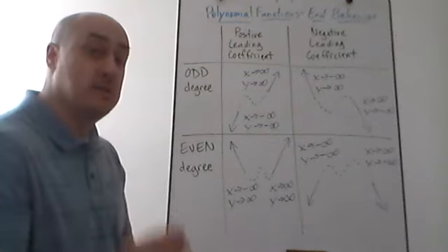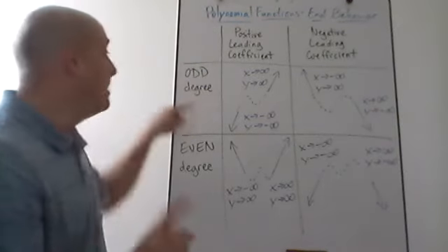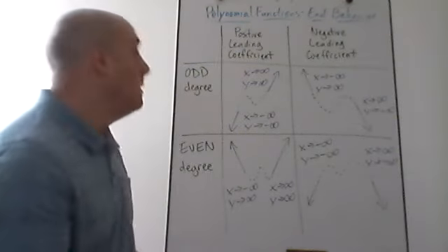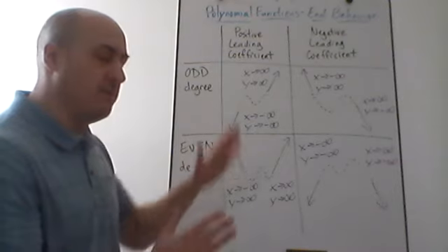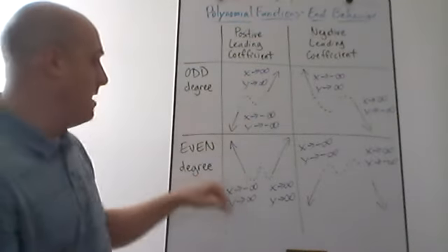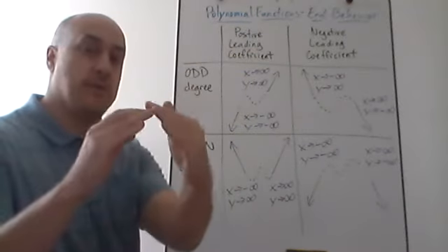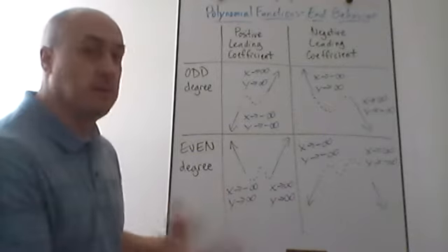A linear function is an x to the first power, and 1 is an odd number. So if you remember the basics for linear functions, it's either going this way or that way. For quadratic functions, it's either this way or that way. Then you basically already know this.